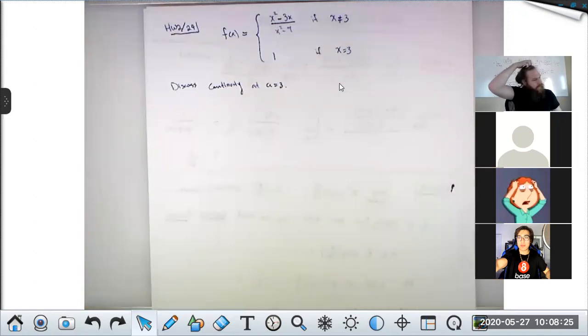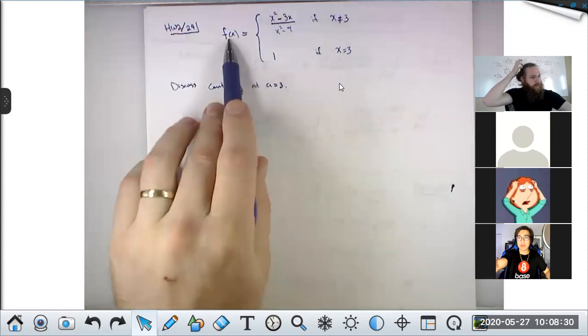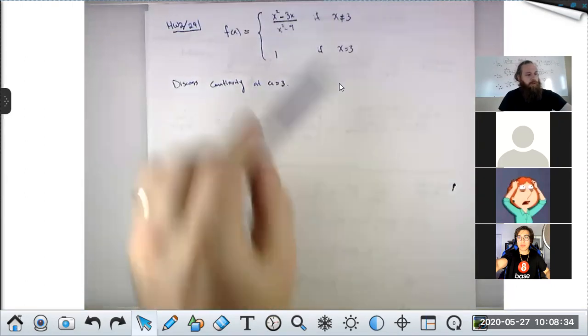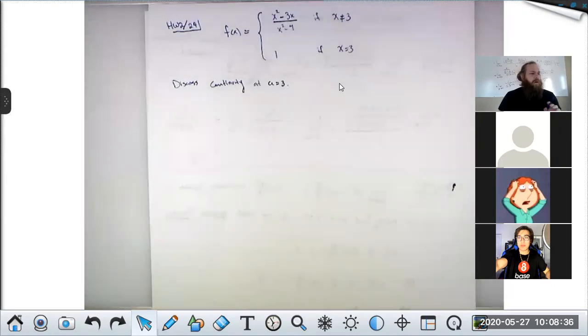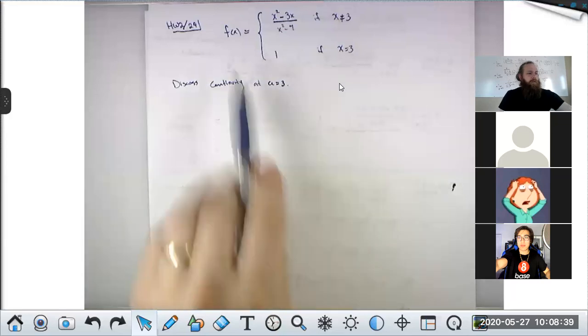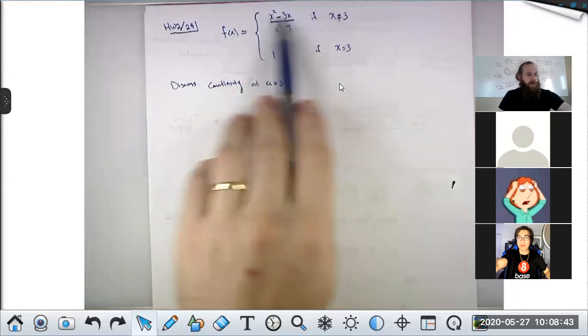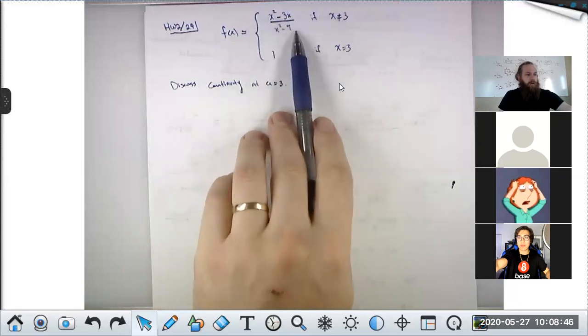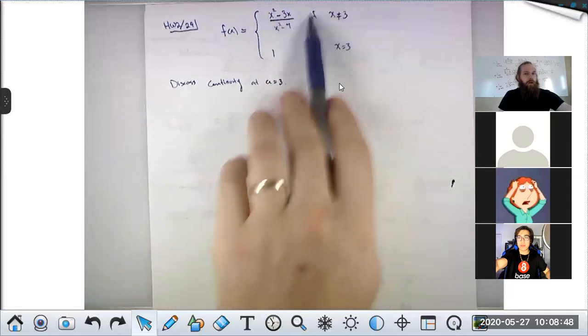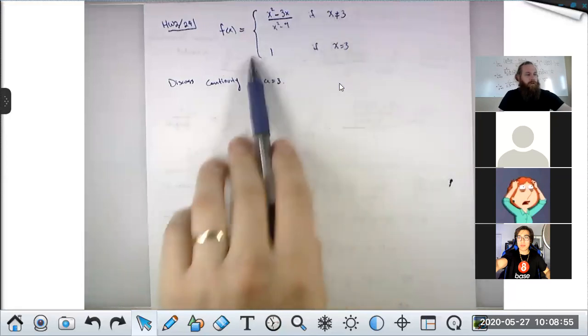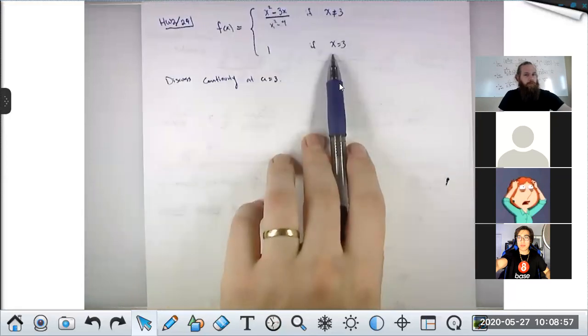Okay. So when you see this big curly brace on the left like that, and you see some function like f of x equals big curly brace, and then some combination of different functions over here, what this means is f of x is the function defined by the rule x squared minus 3x over x squared minus 9, but only if the input you're feeding it satisfies this condition. So f of x looks like this if x is not equal to 3, and it looks like this if x is equal to 3.